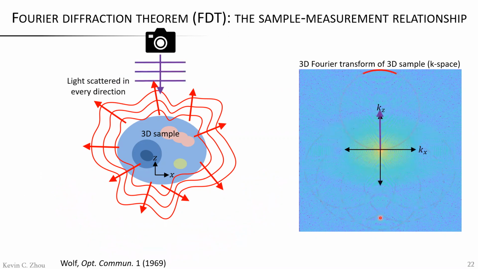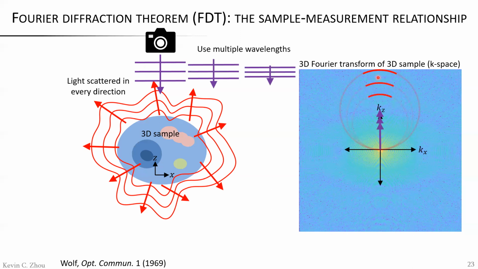Another imaging geometry involves illuminating and collecting the sample from the same side. And this one is highly relevant for OCT as a reflection mode imaging system. So here again, the Fourier diffraction theorem tells us that we measure a partial spherical cap up here.